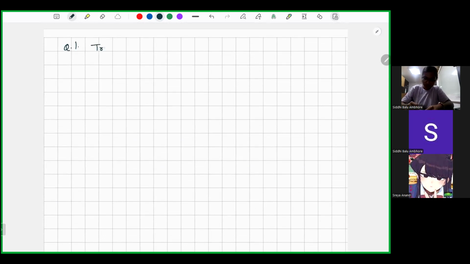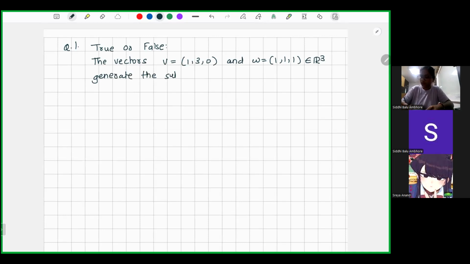We have to check true or false. The vectors v equal to (1, 3, 0) and w equal to (1, 1, 1) in R3 generate the subspace U equal to {(a, b, 0) such that a, b in R} of the R vector space R3.